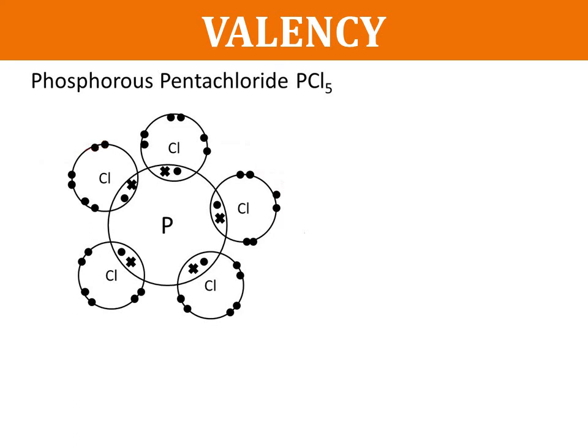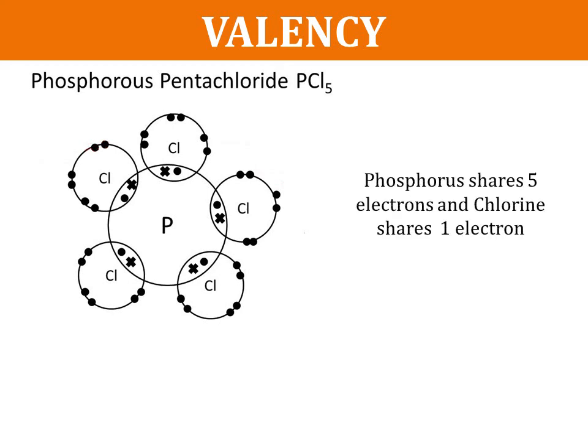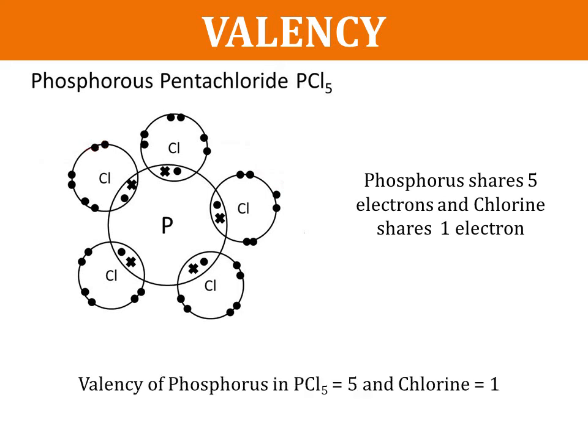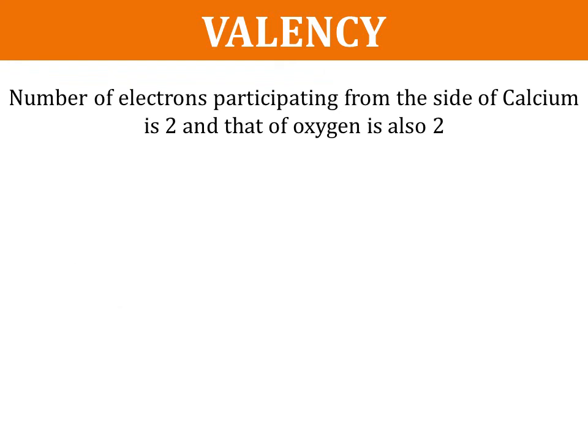From each chlorine atom, 1 electron is participating. But what about phosphorus? All the 5 electrons. The valence shell of phosphorus has 5 electrons, and all 5 have already participated in bond formation. So phosphorus shares 5 electrons and chlorine shares 1, and thus the valency of phosphorus in PCl5 is 5 and chlorine is 1. Another example, the previous one: the number of electrons participating from the side of calcium is 2, and that of oxygen is also 2.